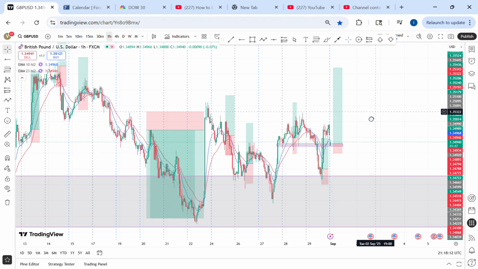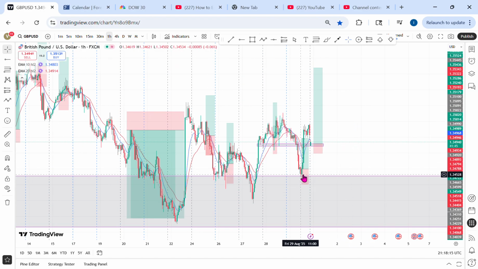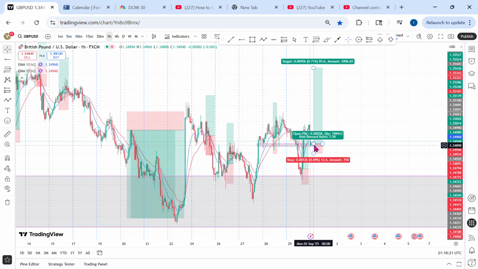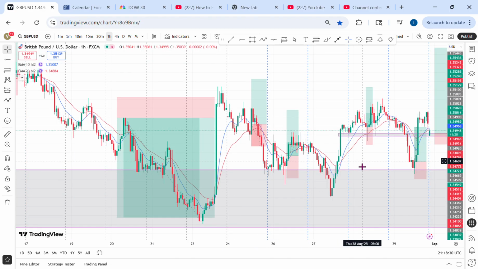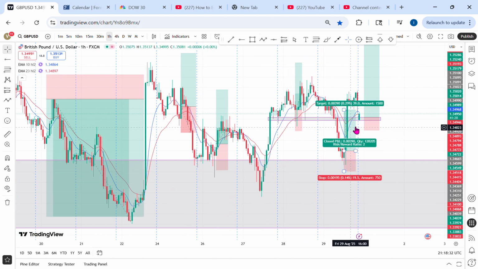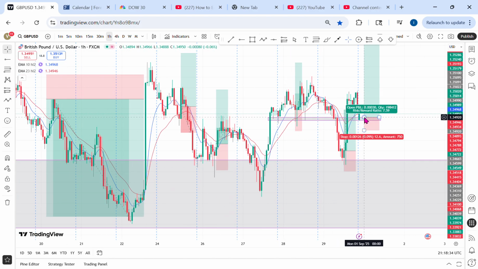This is what we have on the 1-hour time frame. Market gave us a push. It's a buy momentum. Now we are retesting this zone to continue the buy to the upside on the 1-hour time frame. I've already positioned for a buy here.